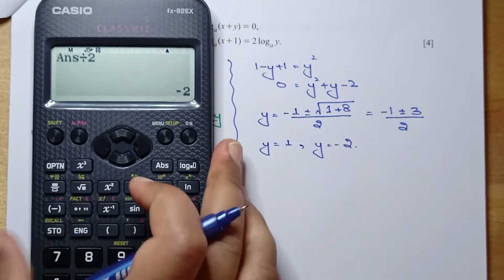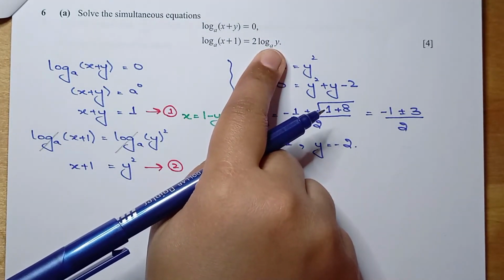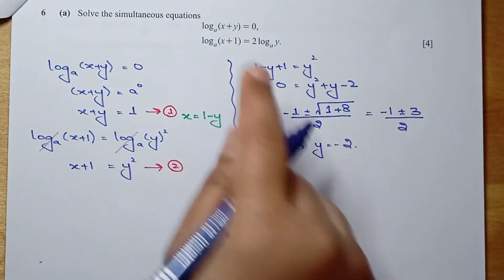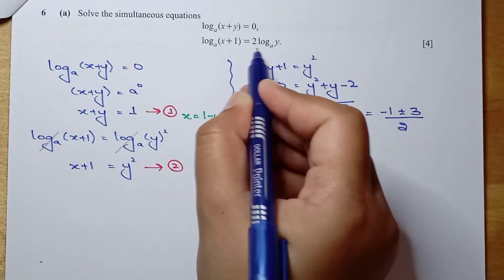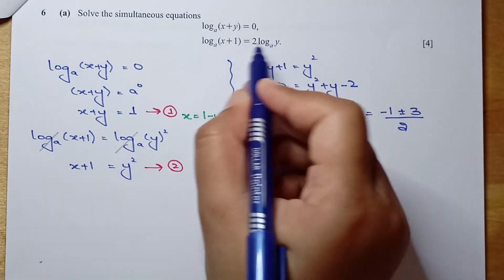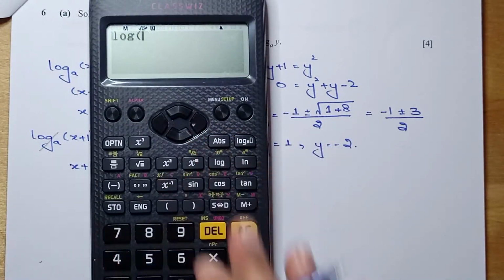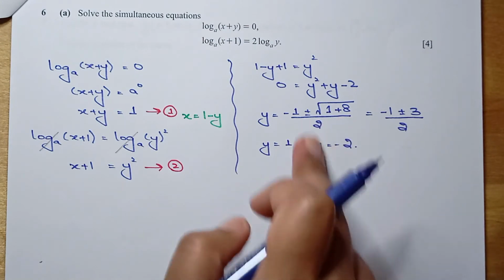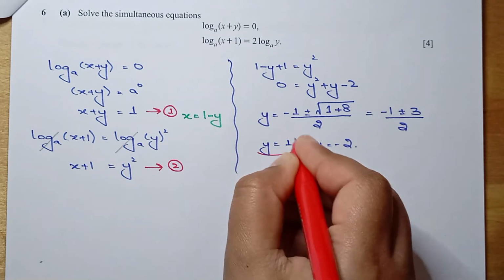We are just taking the positive y value. Why? Because when we got the solution, that solution must satisfy the given system. So when we put y equals 1, log of 1 is 0, that is okay. But when we put log of a negative number, log a of minus 2, log of a negative number is undefined. So we are not using this minus 2. We are just using y equals 1, just this value.